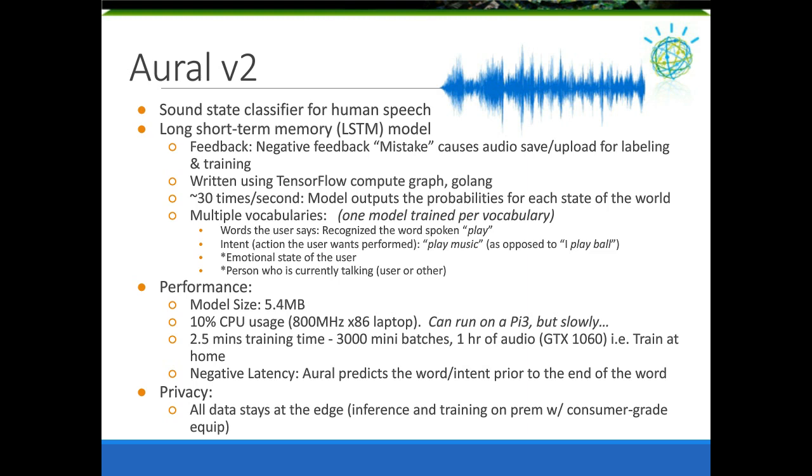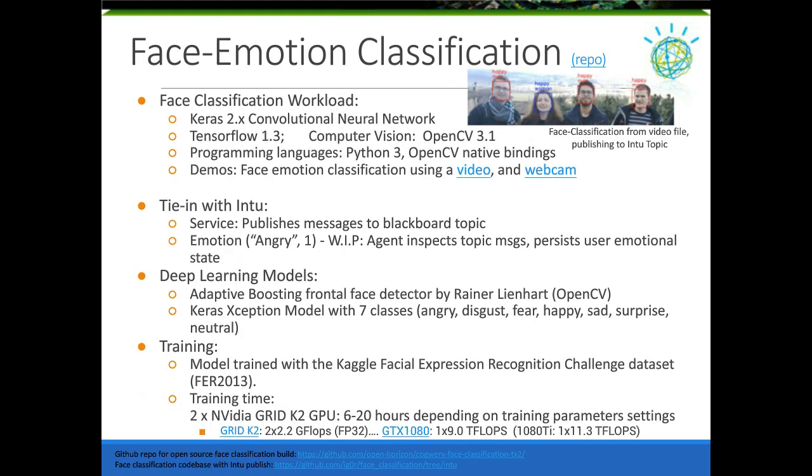Face emotion classification. This workload is a face emotion classifier model, an example of an open source deep learning code base trained in a large face data set from the Kaggle competition in 2013. Training time using two NVIDIA Grid K2 GPUs is 6 to 20 hours depending on parameters and settings. It runs well on a TX2.